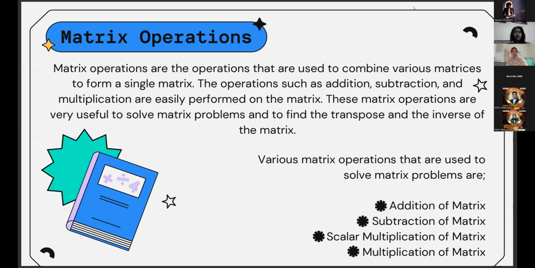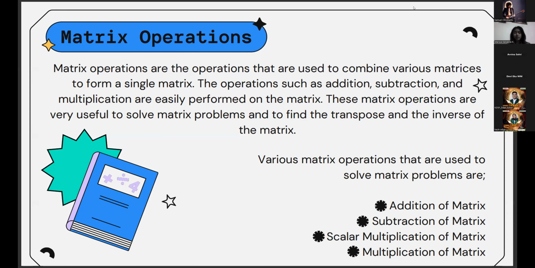Matrix operations are the operations that are used to combine various matrices to form a single matrix. Operations such as addition, subtraction, and multiplication are easily performed on matrices. These matrix operations are very useful to solve matrix problems and to find the transpose and the inverse of the matrix.